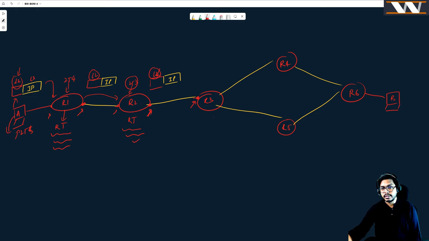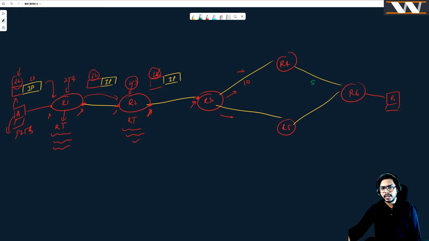Router 3 is going to see that there are two paths to reach B. One is this one, one is this one, right? And now this router is also intelligent enough to understand, and you can program this router. If you consider this yellow as the roads, maybe the upper road, the distance between R3 and R4 is 10 kilometers, and the distance between R4 and R6 is 5 kilometers, right? So to reach R6 from R3, it is going to be 15 kilometers, right?